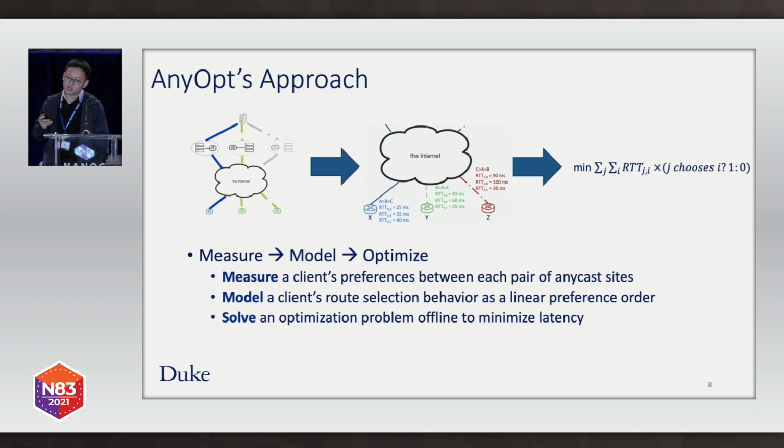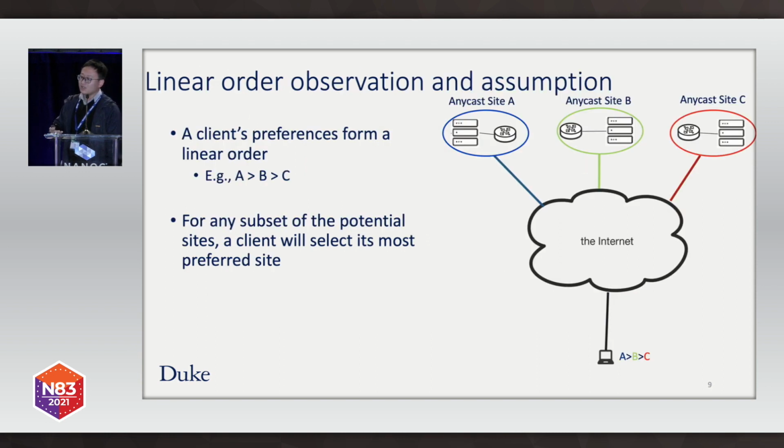In the end, with both pieces of information I have just mentioned, one being the total order among all available sites, and the other being the round trip time from different clients to the Anycast sites, we can solve this problem in an optimization way offline, so that we can choose the optimal subset of sites that minimizes the round trip time. First, let me introduce the linear order we use in this case.